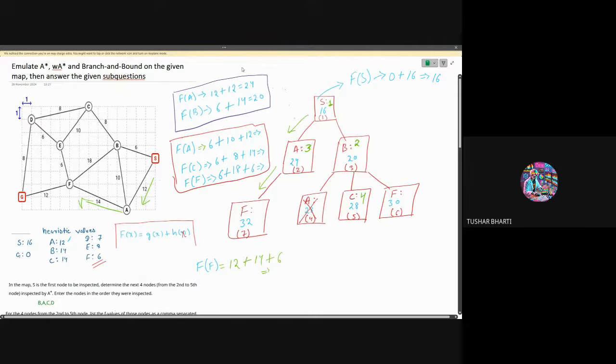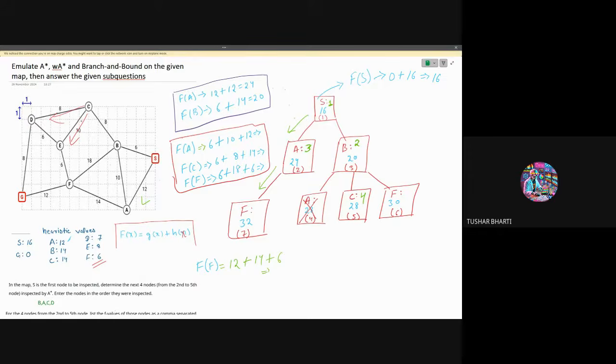Now we will first add the children of this C. You can see here C has children C to E and C to D. In alphabetical order, this will be D first, and now this will be E. Again, this is our 8th node which we have visited. This is 9th.